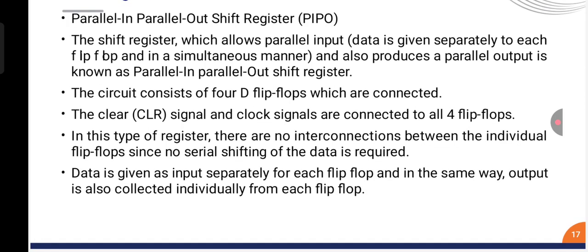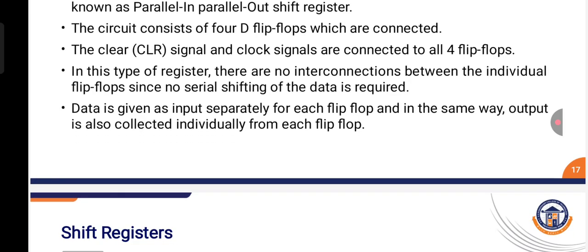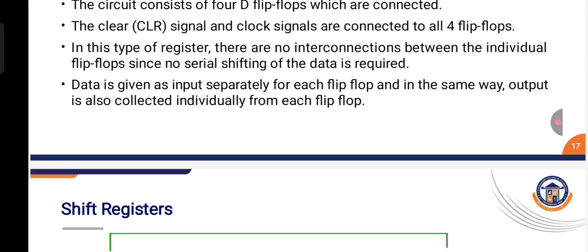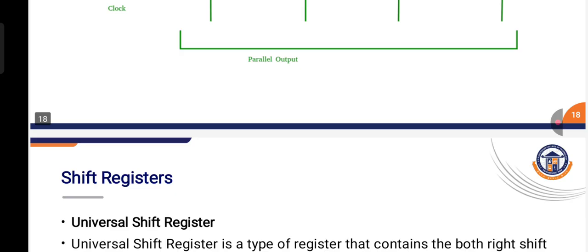Next, parallel shift register. Here the input is applied in parallel simultaneously and also produces the output simultaneously, so it is known as a parallel shift register. It consists of 4 D flip flops, and the clear and clock signals are connected to all 4 flip flops. There is no interconnection between the individual flip flops, so no serial shifting of the data is required. The data is given as input separately for each flip flop, and in the same way the output is collected individually from each flip flop. This is the logic diagram of the parallel shift register.